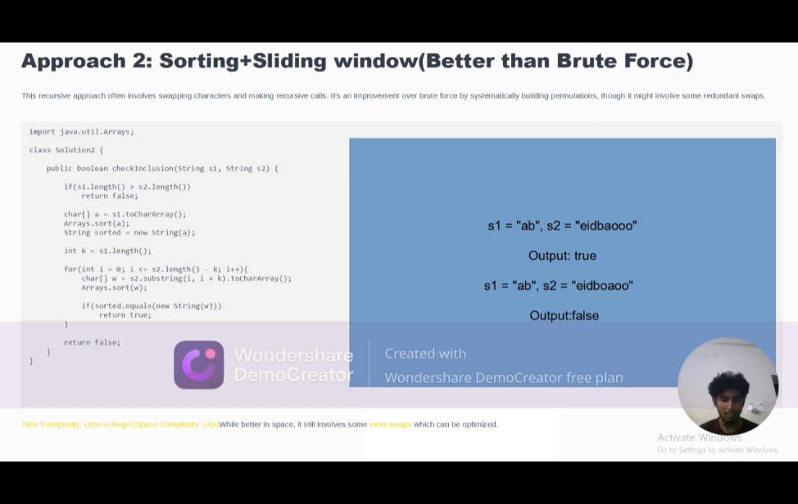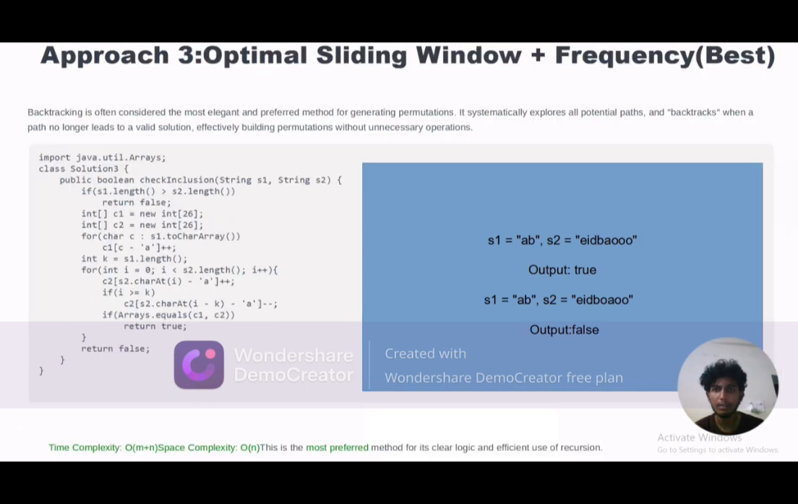There is one more approach which is better than sorting plus sliding window. It is the optimal sliding window plus frequency. It is better than approach 2 because its time complexity is very low, and its space complexity is also very low. As we go through the code, if s1.length is greater than s2.length, return false. We already saw this in the previous code.